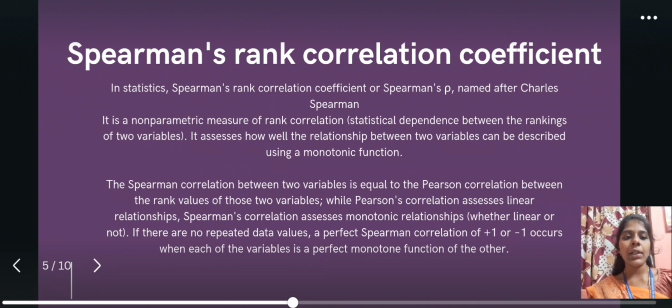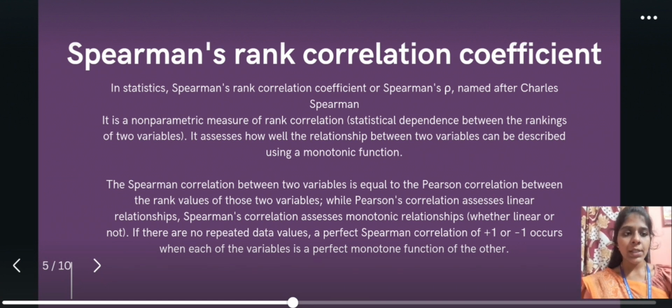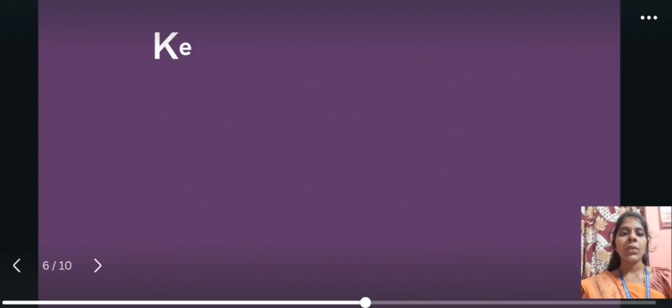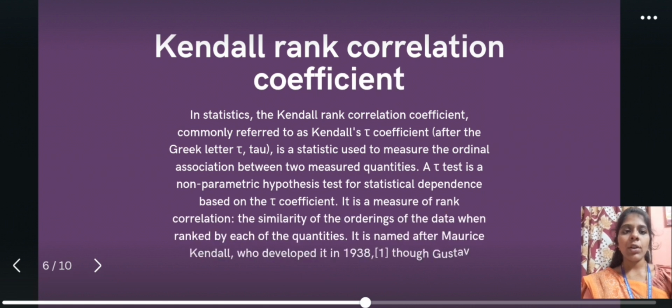If there are no repeated data values, a perfect Spearman correlation of +1 or -1 occurs when each of the variables is a perfect monotone function of the other. Next we see about the Kendall rank correlation coefficient.